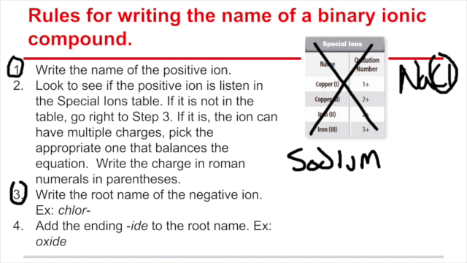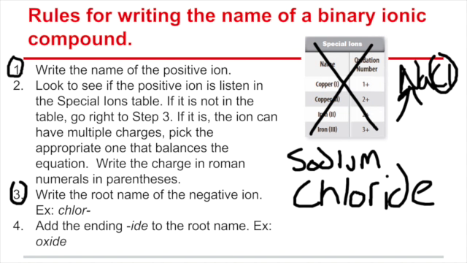Step 3, write the root name of the negative ion. This is going to take some practice. So instead of chlorine, we just go with chlor. Instead of fluorine, we'd write fluor. So for sodium, we write the root name, chlor. And then all you do, step 4, is add the word "ide" to the root name. So chloride. So we've named it sodium chloride.